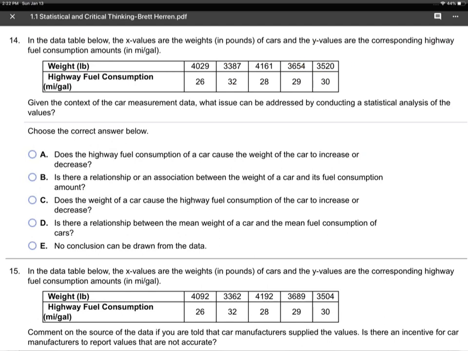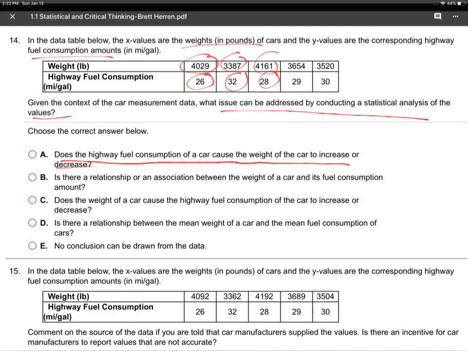So in the data table below, the X values are the weights of cars, and the Y values are the highway fuel consumption. So this is the weight of a car, and it's miles per gallon. Given this, what issue can be addressed? Does the highway cause the weight to increase? No, that's backwards, huh? Is there a relationship or an association between the weight of a car and fuel consumption? Yes, that's it. The more a car weighs, it tends to be less efficient.